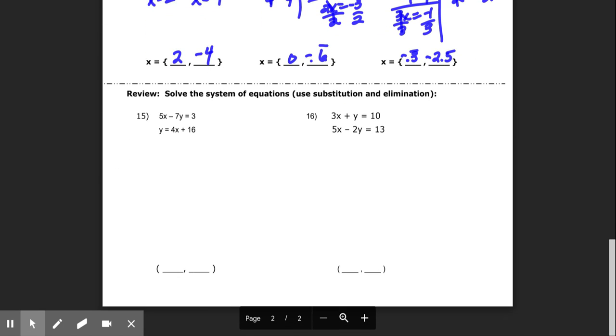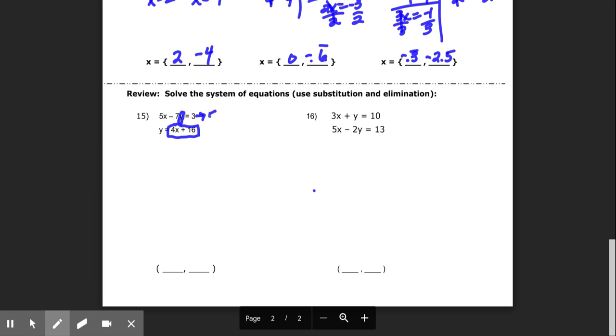That's all that is. It says solve the system of equations, use substitution and elimination. So the reason on number 15 I'm going to use substitution is because you already have an isolated variable. So I'm going to take 4x plus 16 and I'm going to put it in place of y right there.